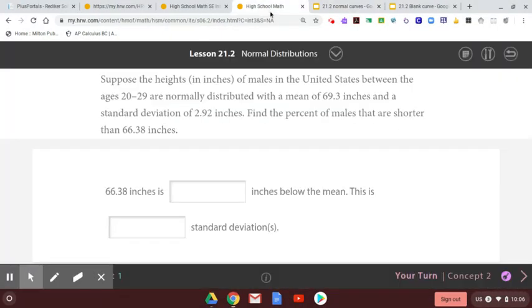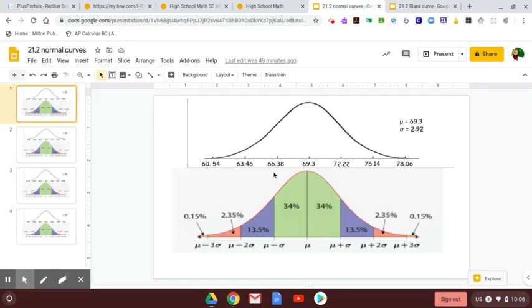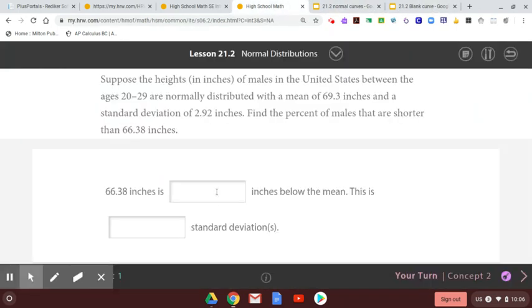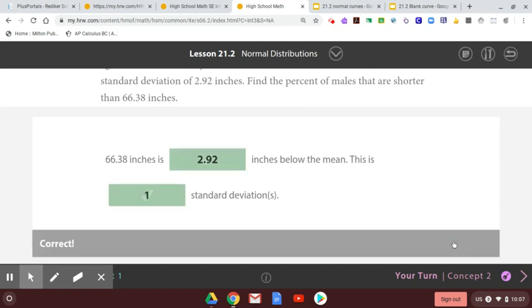So let's go back. All right. So 66.3 inches is blank inches below the mean. Okay, so this is just actually finding the difference. So that was just exactly 2.92. So that was one standard deviation from the mean, so that was 2.92 inches. So we're going to go here and we can type in our 2.92. This is how many standard deviations? That was exactly one standard deviation. Let's check, and we're good.